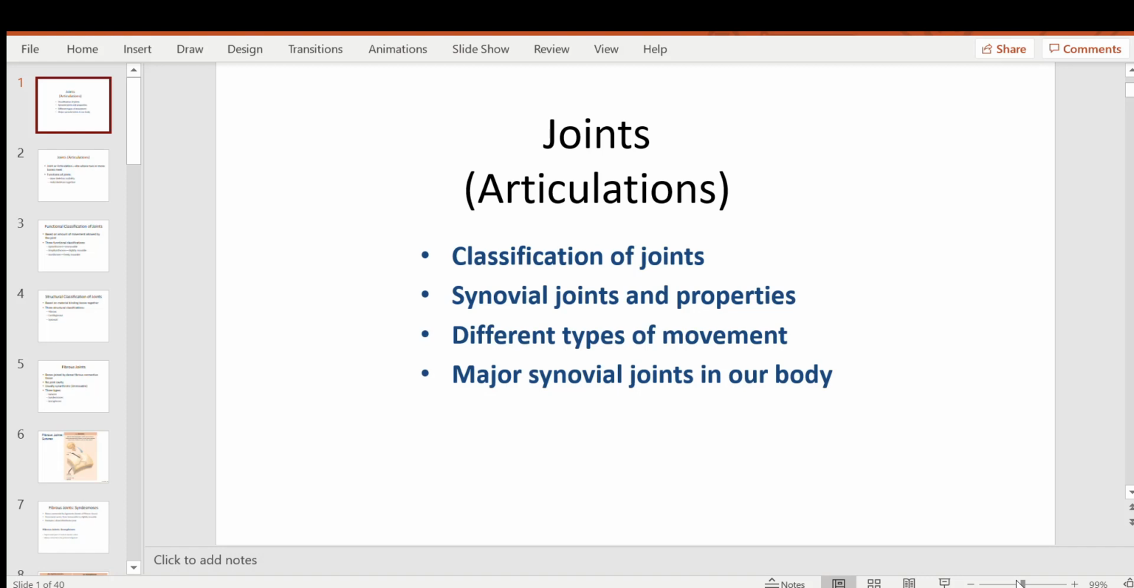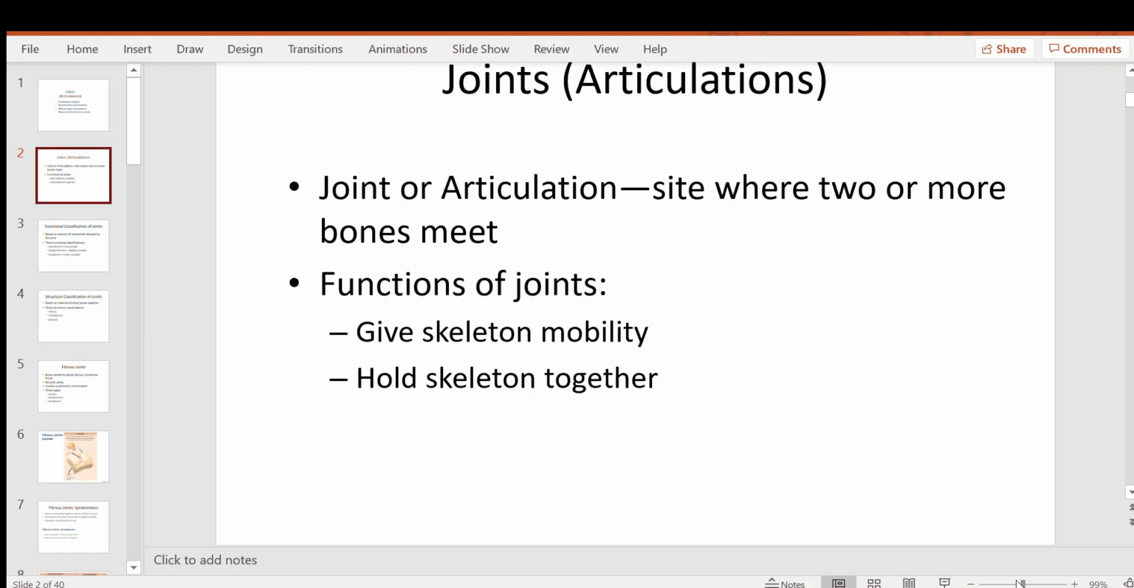Then we'll talk about the most common type of joints called the synovial joints and the properties of synovial joints. Then we'll talk about different types of movements that occur in the joints, and then we'll talk about a few major synovial joints and their structures. First, as I mentioned, joints or articulations are the sites or locations where two or more bones unite or meet together.